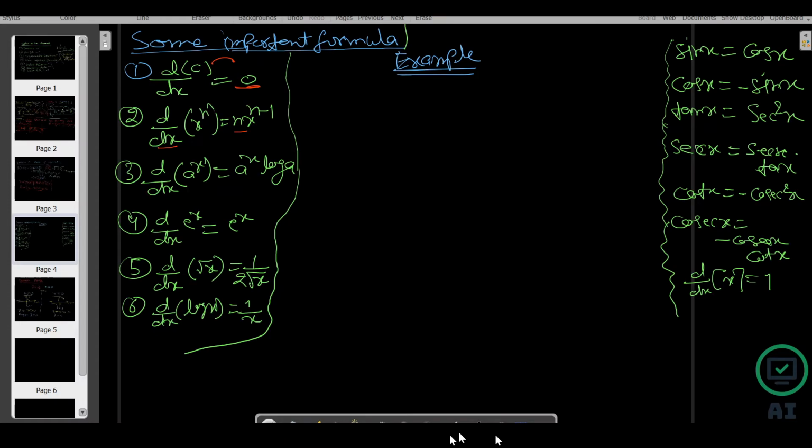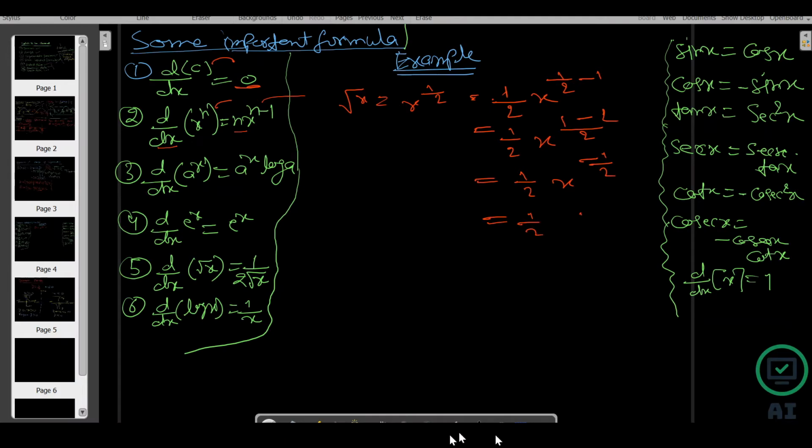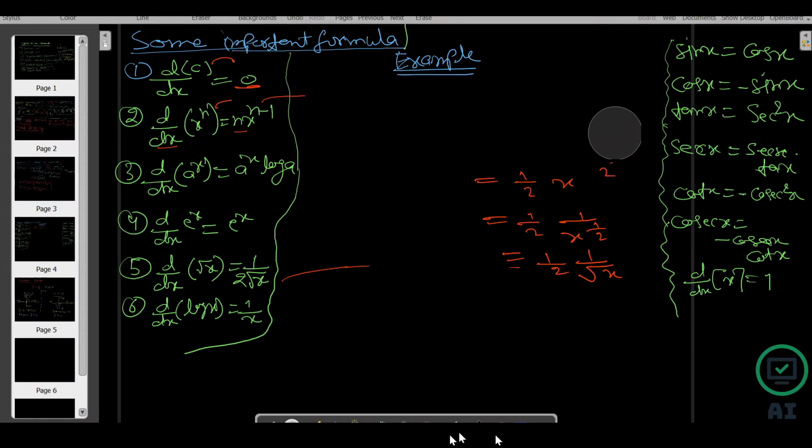So for root x, you can apply this formula here. Root x is nothing but x power 1 by 2. So here it is in the form of x power n. So what is this? 1 by 2 x power 1 by 2 minus 1, that is 1 by 2 x power minus 1 by 2. So 1 by 2, can we write this as 1 by 2 root x? This is nothing but this. So you would have understood how I have generated this. So let's see some other examples.